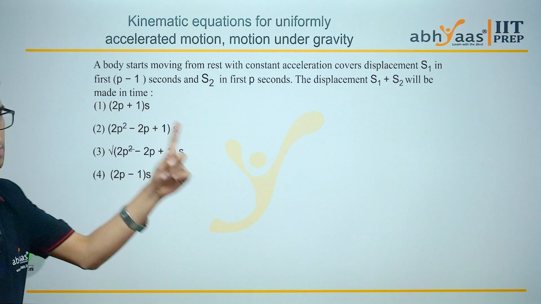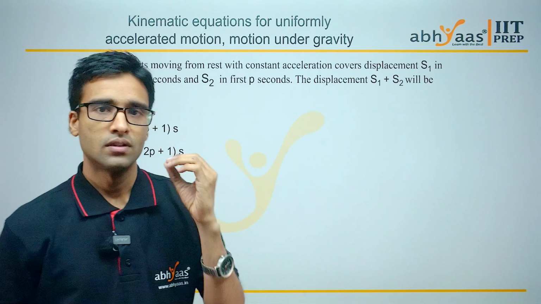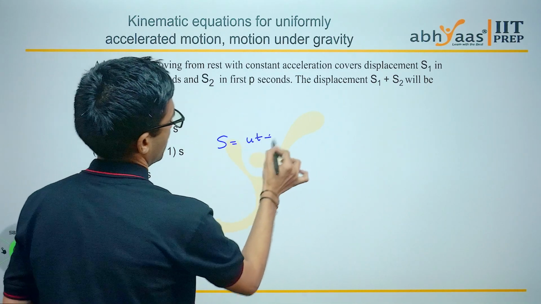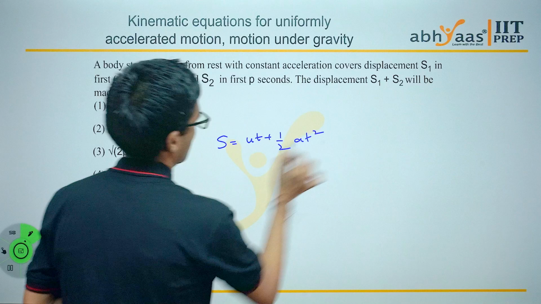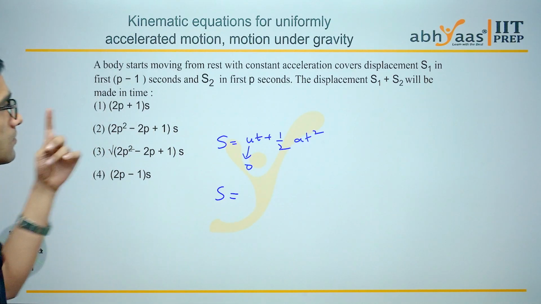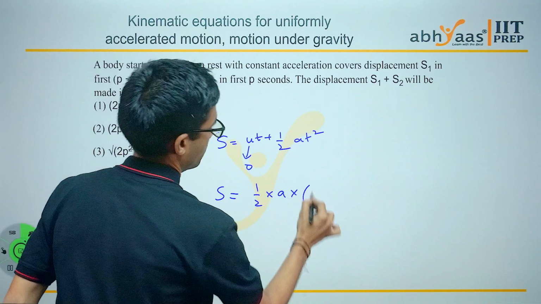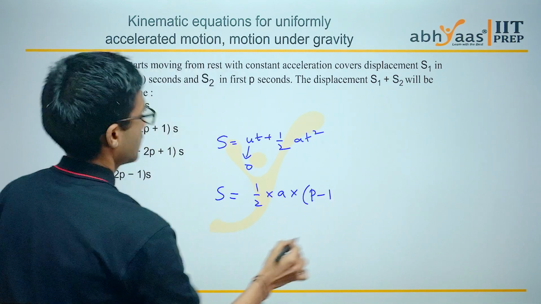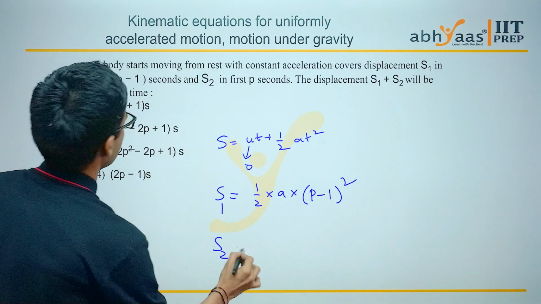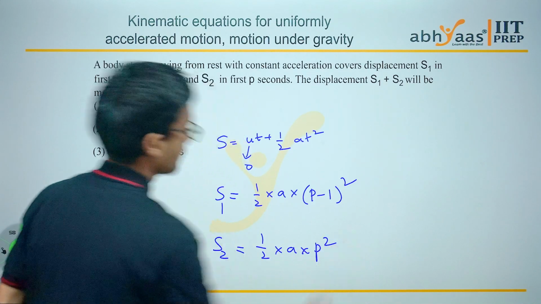So here displacement is given, initial velocity is given, time is given. So which equation will fit? If you observe here, s is equal to ut plus half at square. Here u is 0. So s is equal to half a into (p minus 1) square. That is S1. So S2 is equal to half a p square.